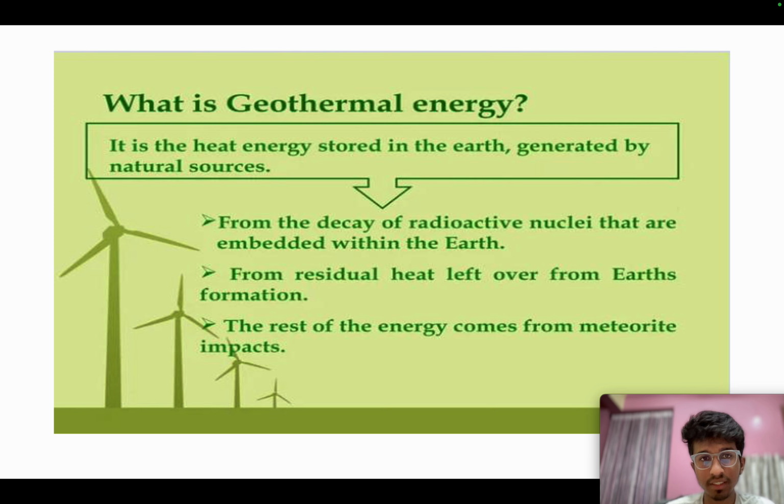So let's understand the words first. Geo stands for earth, and thermal is nothing but heat. So earth heat energy. The phrase means that it is heat energy stored in the earth, generated by natural resources. This heat energy can come in different forms. For example, it can be from the decay of radioactive nuclei embedded within the earth, from residual heat left over from the Earth's formation. The rest of the energy comes from meteorite impacts. So there are multiple sources which generate geothermal energy on our planet.